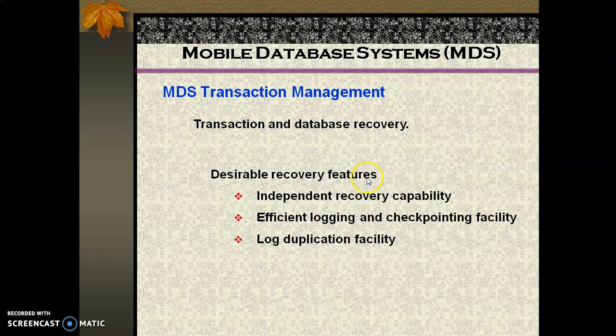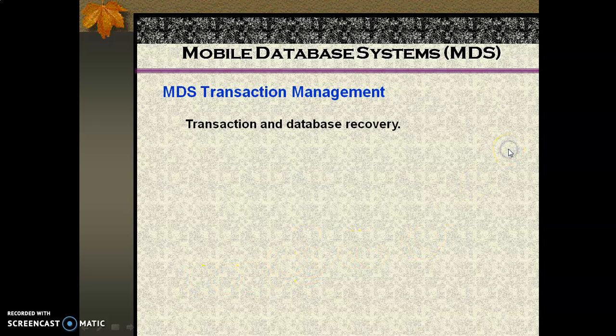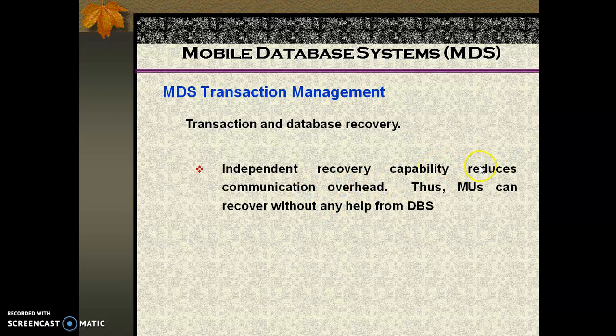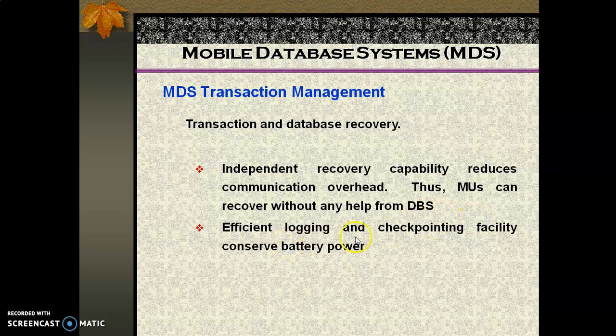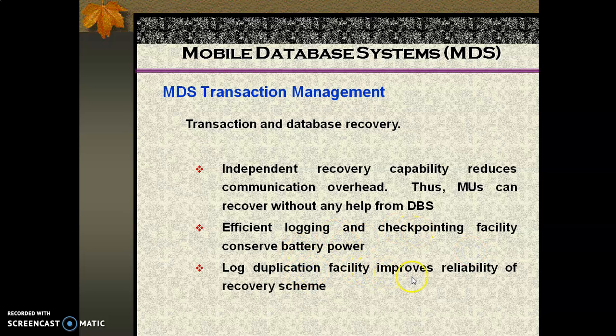So these are the desirable recovery features. First is independent recovery capability. Next is efficient logging and checkpointing facility. Next is log duplication facility. The independent recovery capability reduces the communication overhead. Thus, the mobile units can recover without any help from the database systems. The efficient logging and checkpointing facility conserves the battery power. The log duplication facility improves the reliability of the recovery scheme.